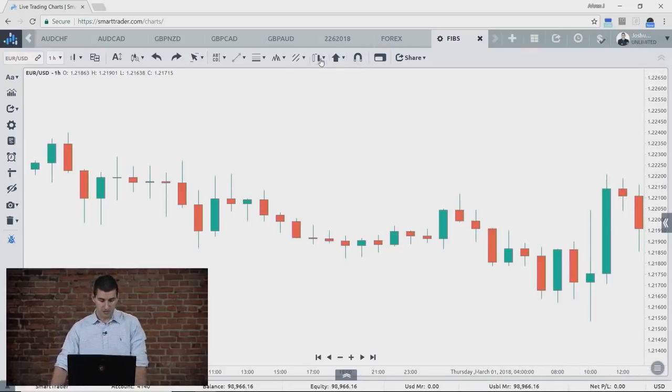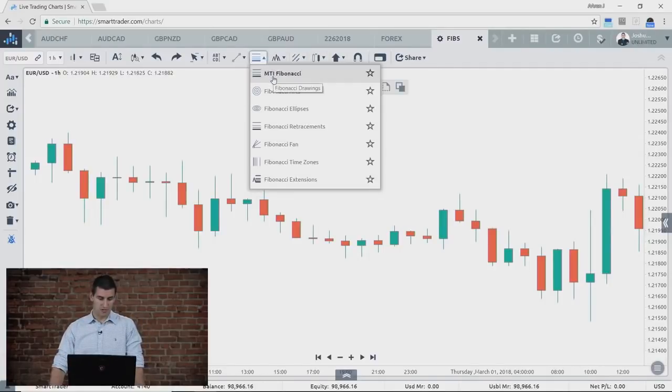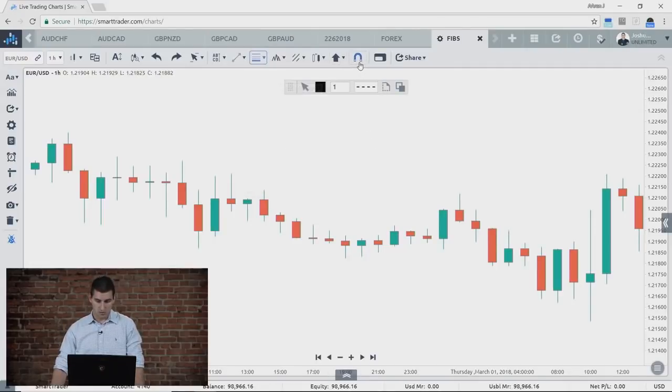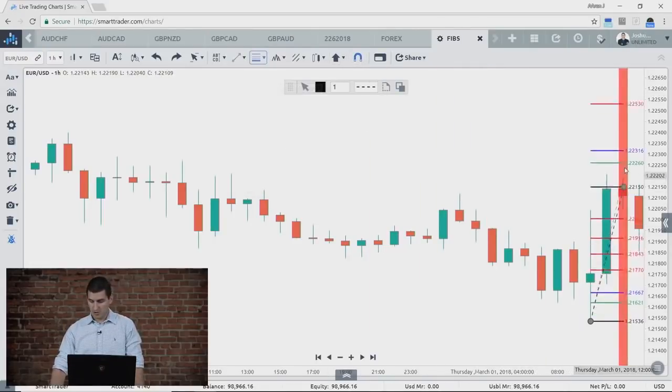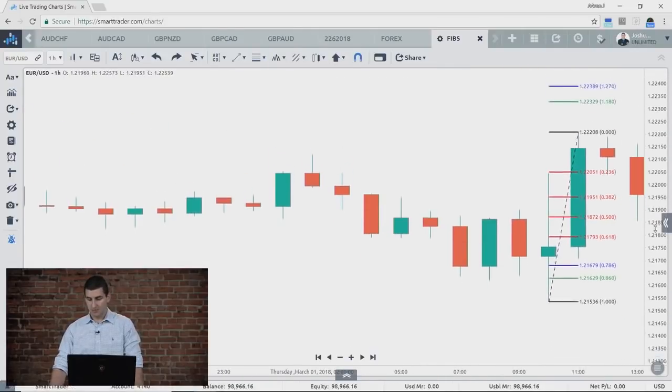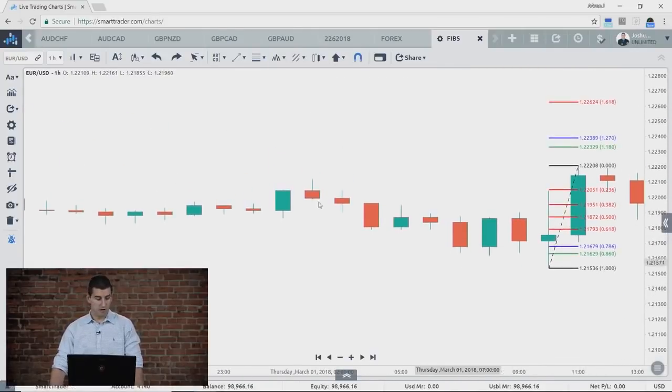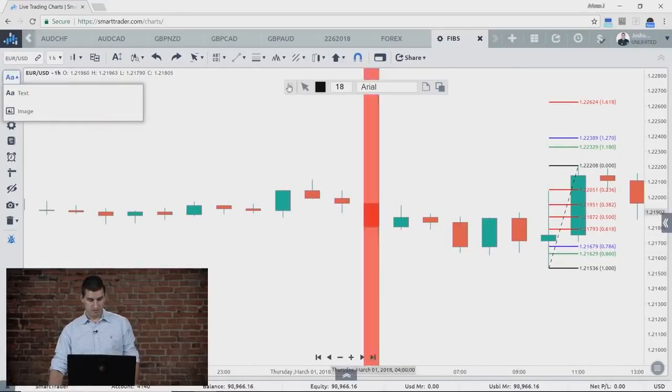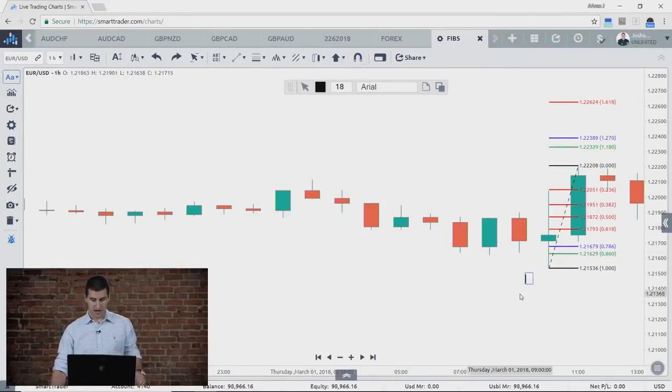You're going to spread Fibonacci's between the A and the B boundary. On the Smart Trader it's called MTI Fibonacci's. So we're going to spread from A to B. Now, again, here are your Fibonacci retracements. Right away, you're going to place your stop below the A. So stop is going to be below the A.